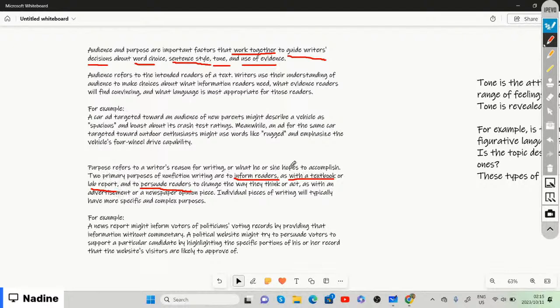So the purpose refers to a writer's reason for writing or what he or she hopes to accomplish. And the two primary purposes of non-fiction writing are to inform readers, as with a textbook or lab report, and to persuade readers to change the way they think or act, as with an advertisement or newspaper opinion piece. Individual pieces of writing will typically have more specific and complex purposes. So if you are writing for yourself, then your style of writing will definitely change compared to specifically working for a company.